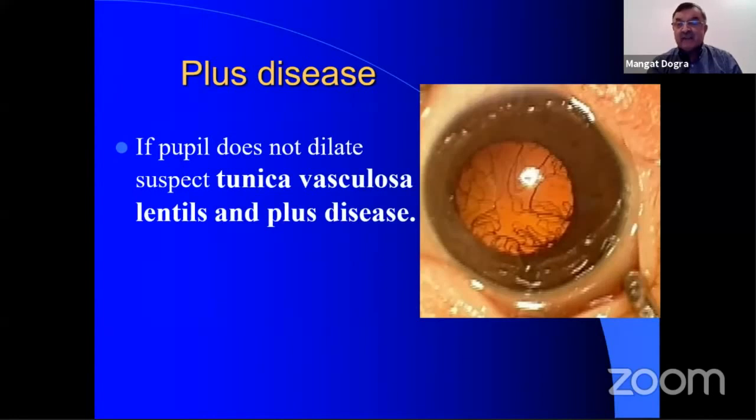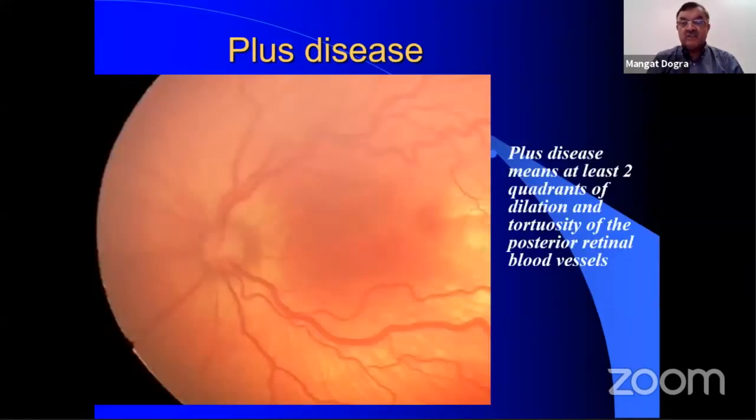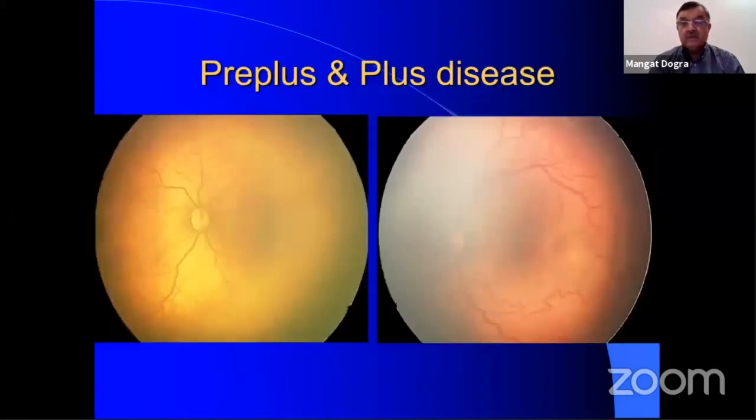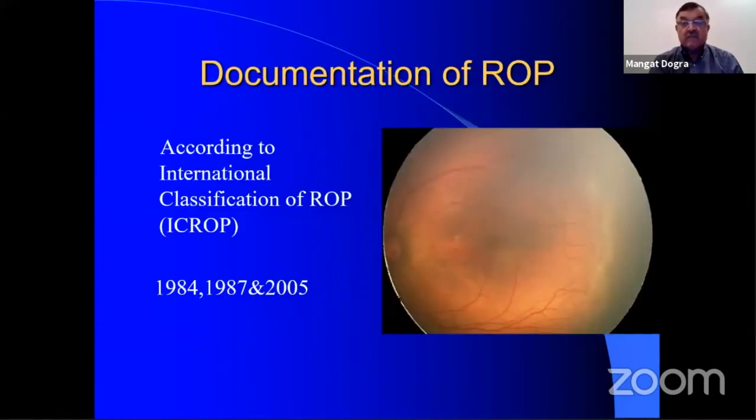If you see something like that, which is seen just by even naked eye, or you just focus with your 20 diopter lens, go close, you see these vessels of net, you find it is a very severe disease behind. This kind of dilatation and tortuosity seen posteriorly in 2 quadrants is a plus disease. And this is what is plus and pre-plus. If you have pre-plus, you can still call the patient after 1 week, but plus disease, you need to treat them immediately.